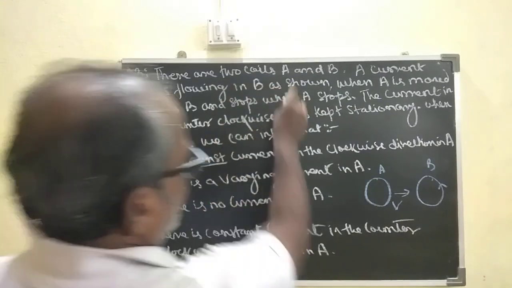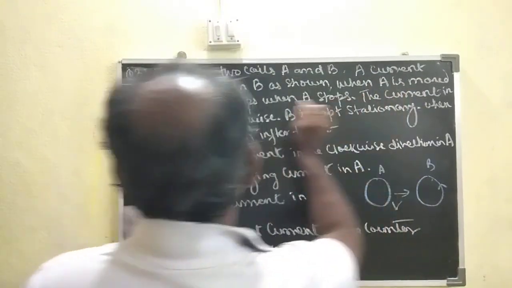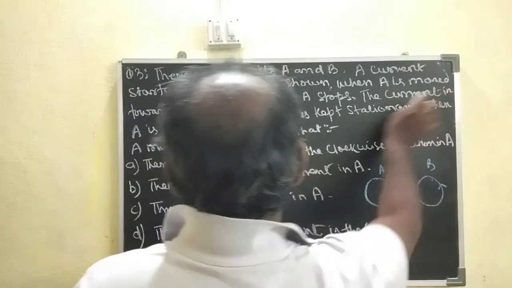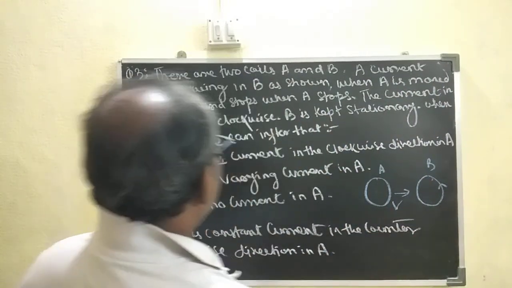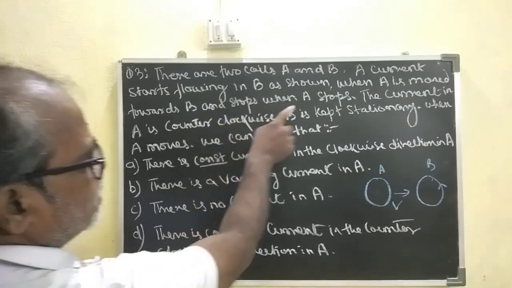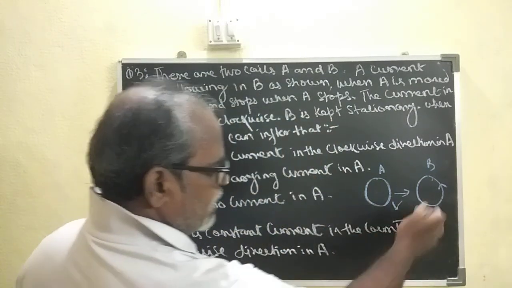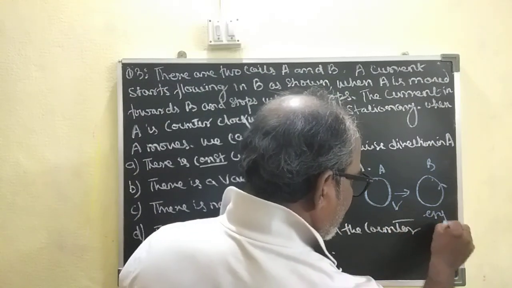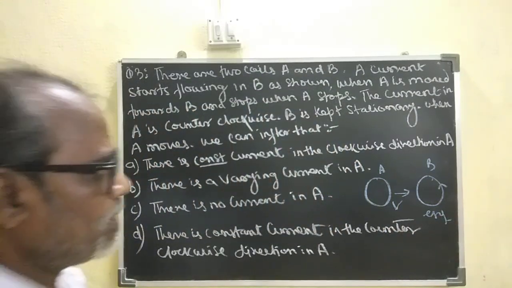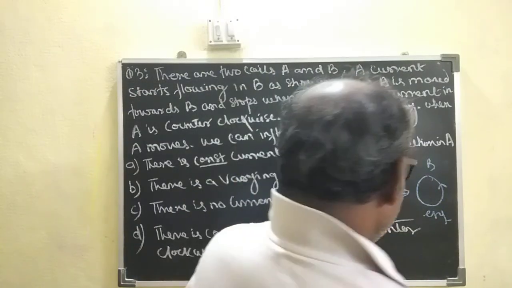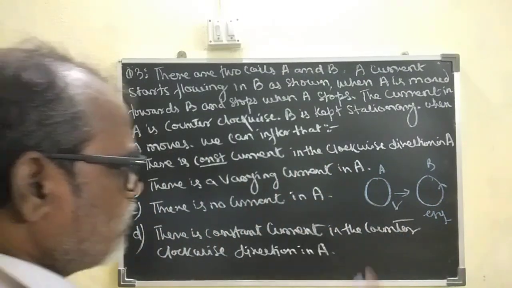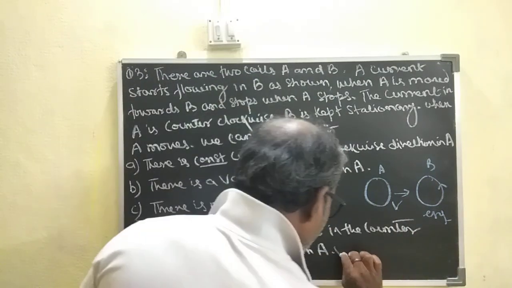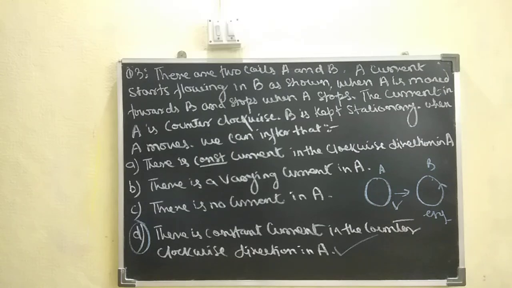This is the third question. There are two coils A and B as shown in the figure. Suddenly the current starts flowing in B when A is moved towards B, and stops when A stops. When A stops, the current in B also stops. This means an induced EMF is being produced here. We have to see why B stops when A stops, that is, in A there is a constant current in the counter. So option D is the right answer.